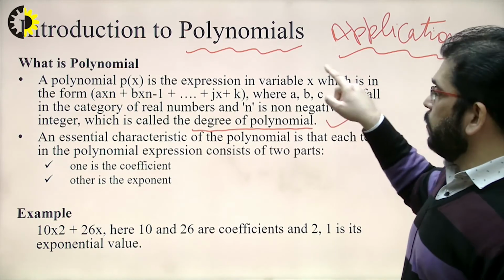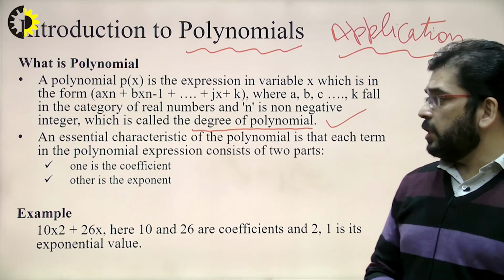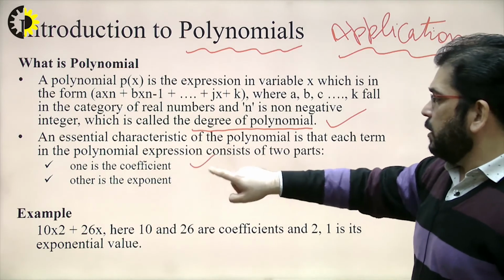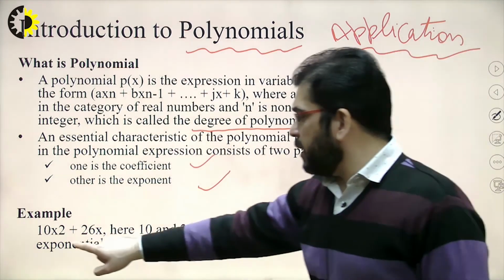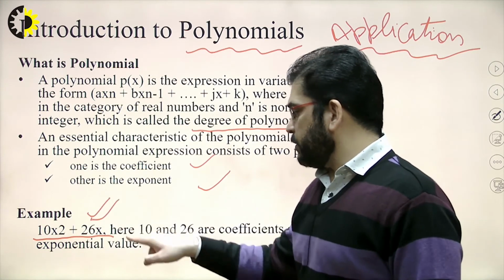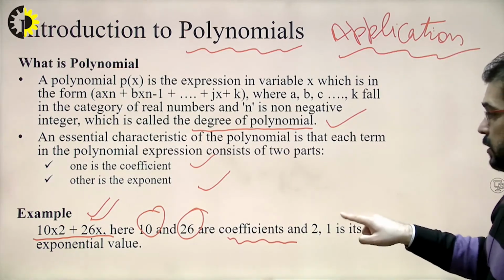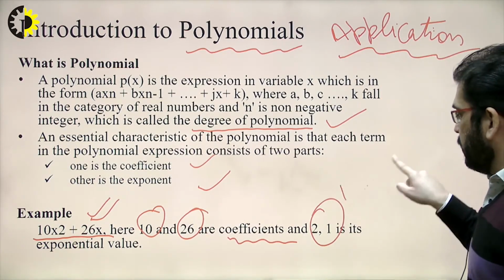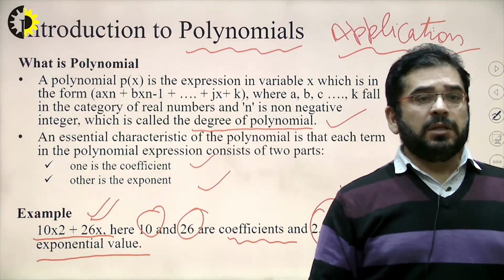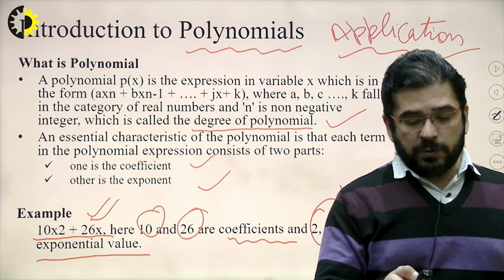An essential characteristic of the polynomial is that each term in the polynomial expression consists of two parts. One is the coefficient part, another is the exponent part. As you can see here, 10x square plus 26x. This is a polynomial equation. Here 10 and 26 are called coefficients. The raised to power components 2 and 1 are called exponent values. So in every polynomial there are coefficients, there are constants, and there are exponent values.